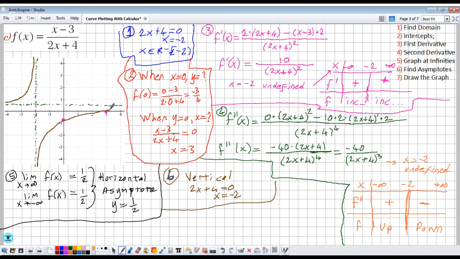So after 3, guess what it should be? Since there is a horizontal asymptote, it should get closer to the horizontal asymptote. As you see, the graph is increasing in this interval also. And then let's check the concavity. It should be concave down from minus 2 to plus infinity. So this question is done.